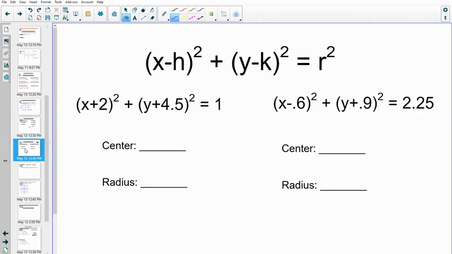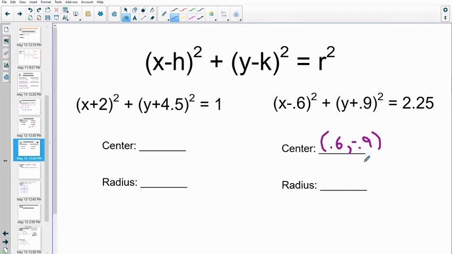I've got a couple other examples here. Again, I feel like this one's maybe a little superfluous. Let's go straight over to the last one that I've got here. I've got x minus the x value. The x value is 0.6. I've got y minus the y value, but y plus 0.9 is the same as y minus -0.9. And so my center is 0.6, and negative 0.9. And then 2.25 is the square of the radius.